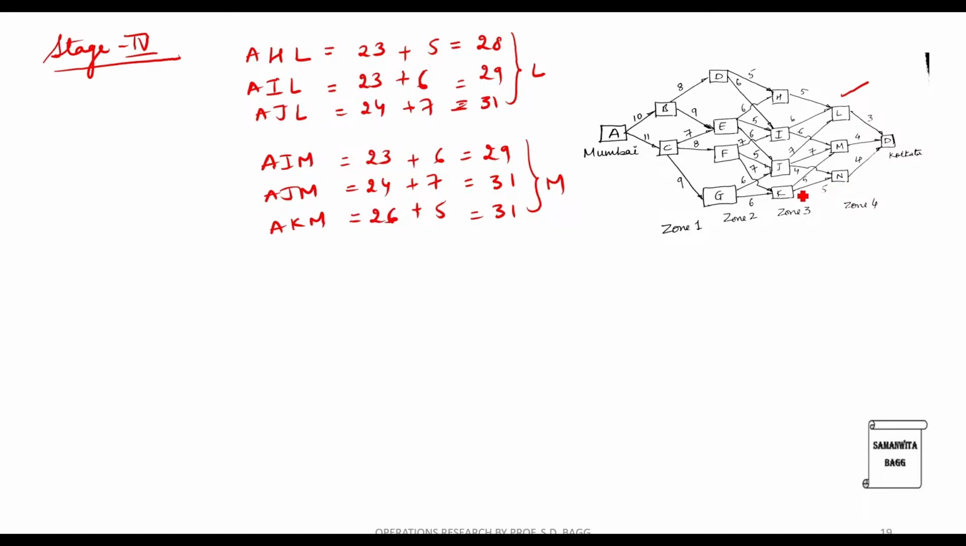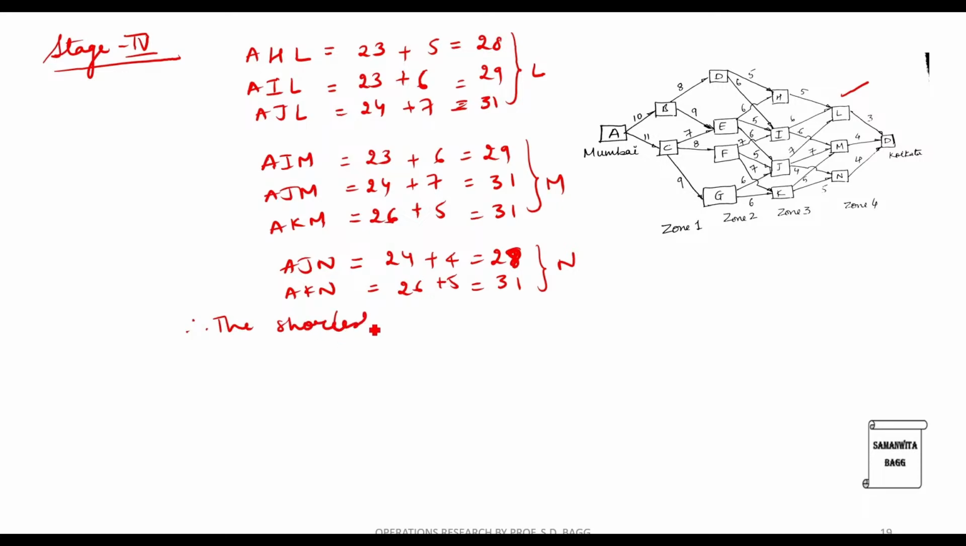Next, I write down for N. There are two routes. One is AJN and one is AKN. A to J 24, A to K 26. J to N is 4, K to N is 5. So this is 29 and this is 31. Sorry, this is 28 and this is 31. This is N.